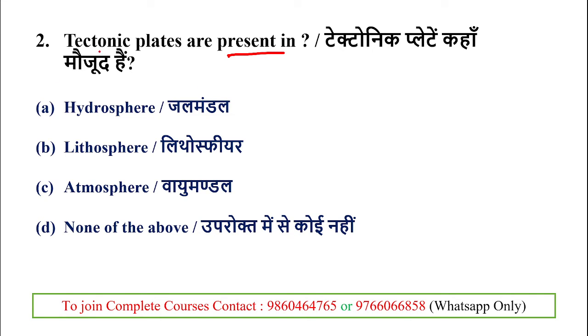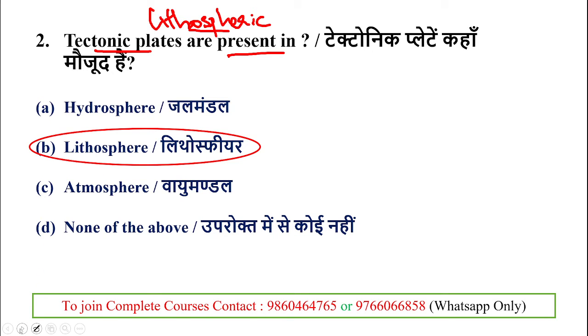So here the plates are important. That is also called lithospheric plate. A lithospheric plate is a massive irregularly shaped slab of solid rock. Generally that is composed of both continental and oceanic lithosphere, and the plate is present in the lithosphere. Clear? So another name for tectonic plate is lithospheric plate. So that is present in lithosphere.